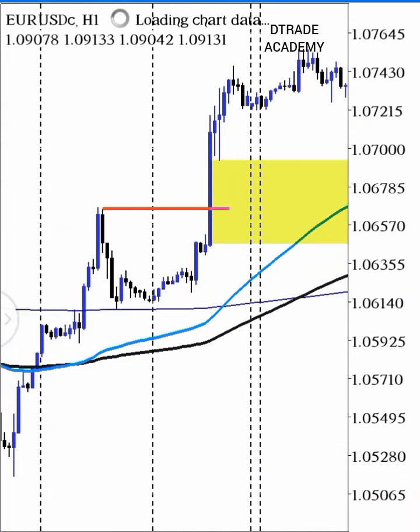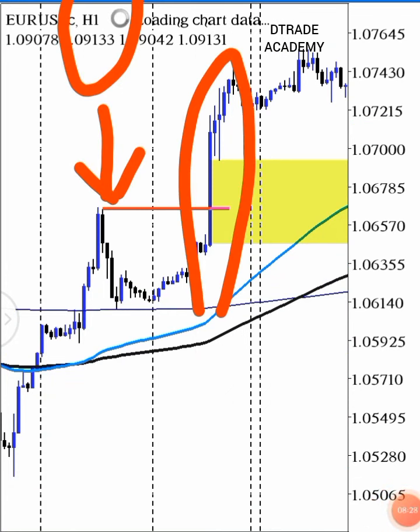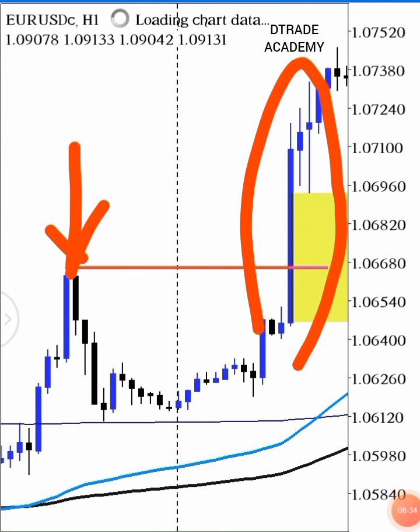This is another one, EURUSD H1 time frame. We have this high taken out by this vector candle. Let me zoom in. You can see this high was taken out by this vector candle. We have buyers, more buyers.